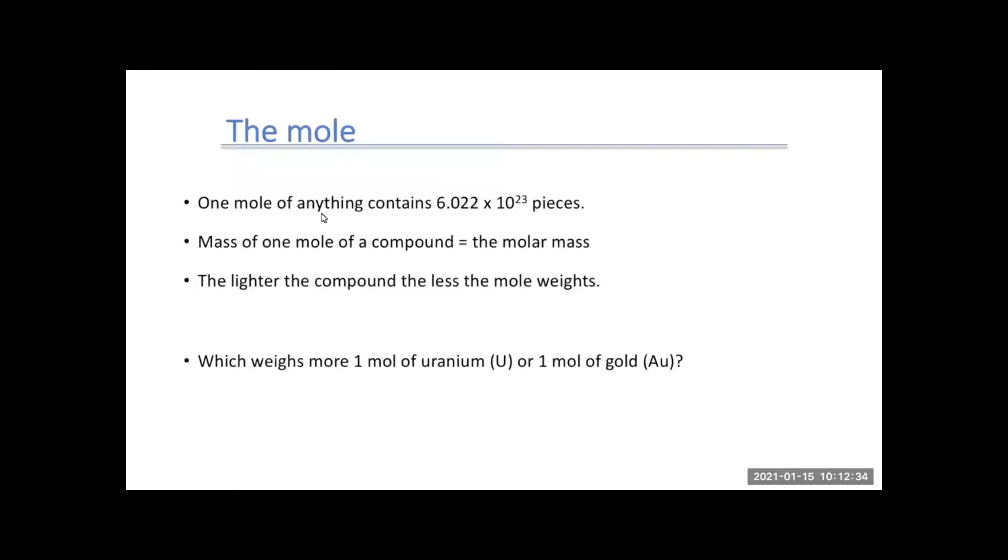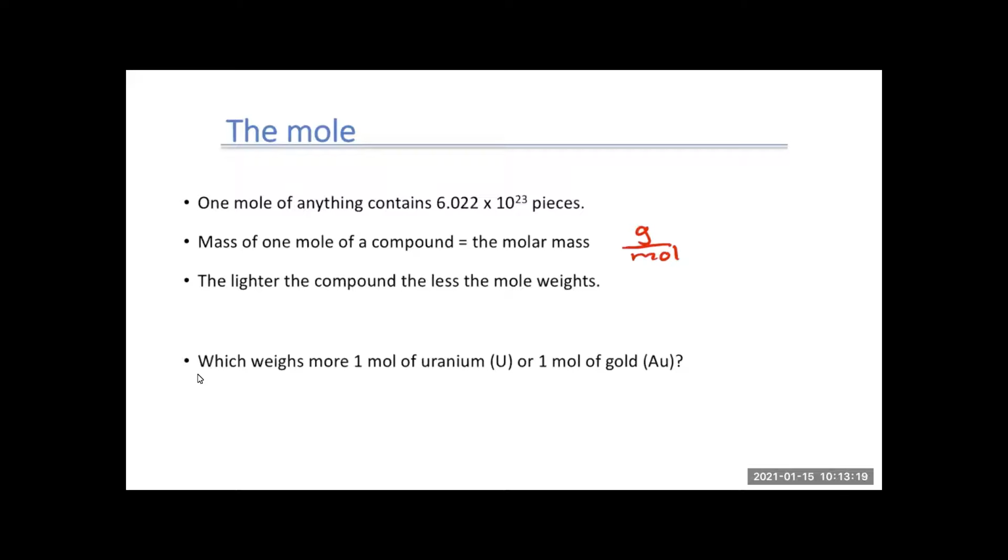So thinking about it a little more, if I have 1 mole of anything, it's 6.022 times 10 to the 23rd of that thing. To expand it out a little more, the mass of 1 mole of a compound is what we call the molar mass. Or you can think of the units as grams, the mass, per mole. So that means lighter compounds weigh less. They have a lower molar mass.